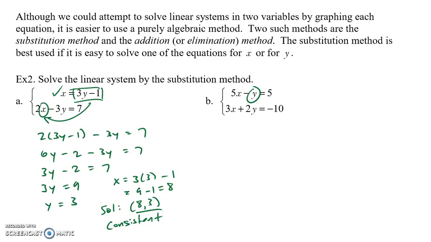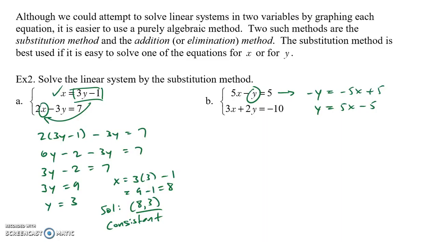So what we might do there is subtract 5x from both sides. Let's write minus y equals minus 5x plus 5. And then if we multiply both sides by -1, that can be rewritten as y equals 5x minus 5.